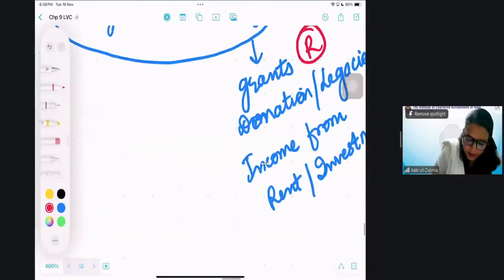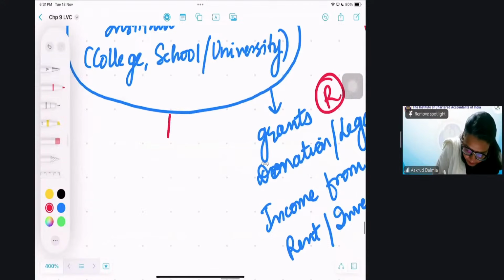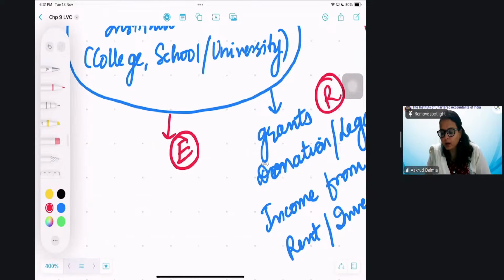Now let's talk about expenditure. What is one of the biggest expenses in schools, in college, BCom college? Salaries. Very good. See, all of you know, have you studied the book? You are giving me these answers.